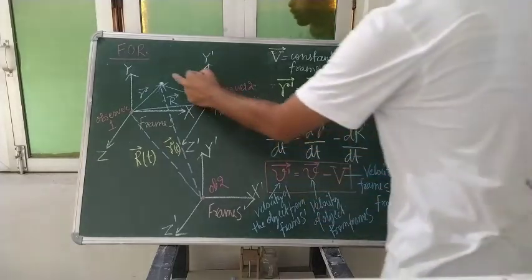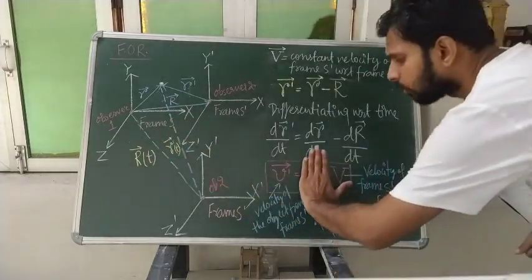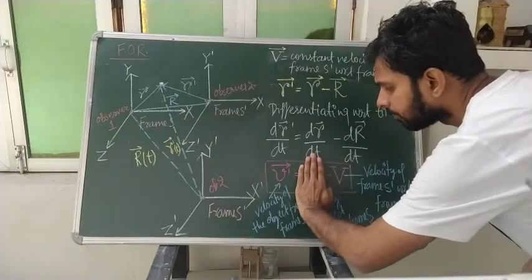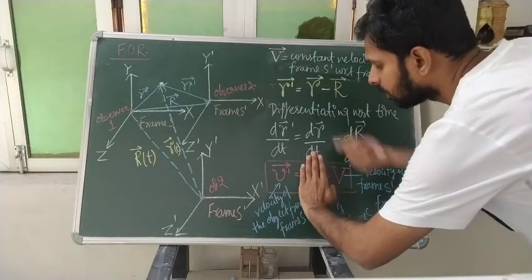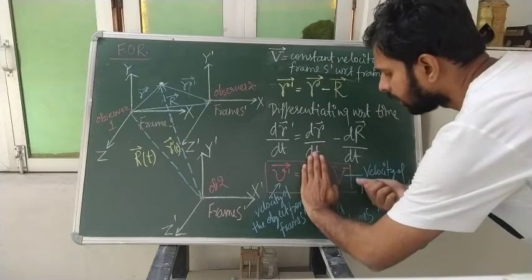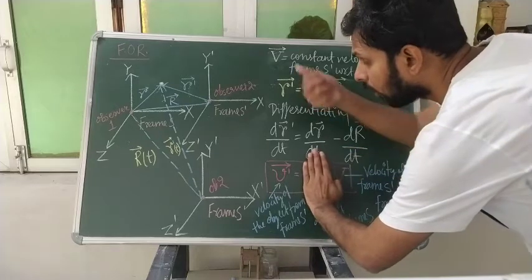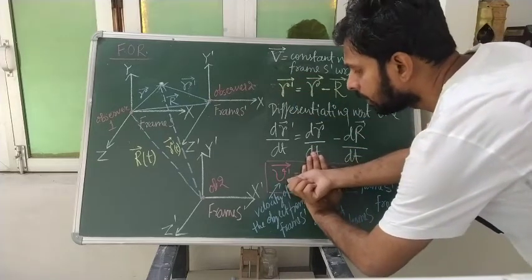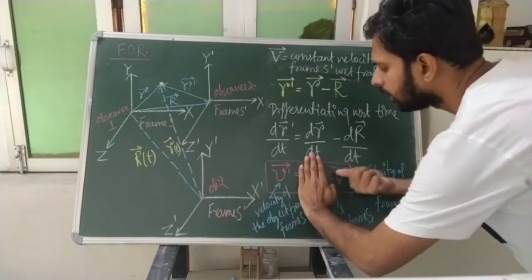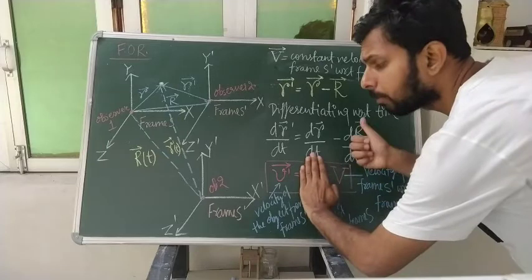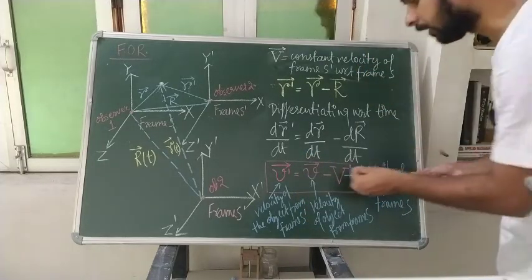Suppose that our object is not moving in frame S, it is at rest, so this v will become 0 here. When v becomes 0 and our frame S prime is moving with constant velocity capital V, what will be the velocity of that object from frame S prime? It will be nothing but the velocity of that frame, but the negative sign tells us that it will be in the opposite direction, isn't it? So it is that velocity vector.